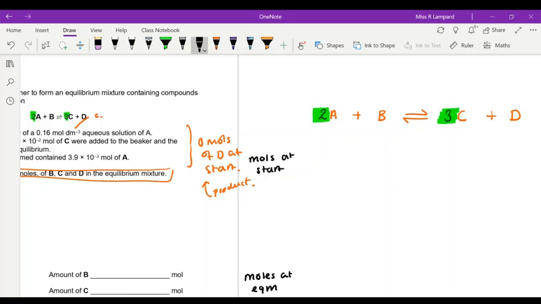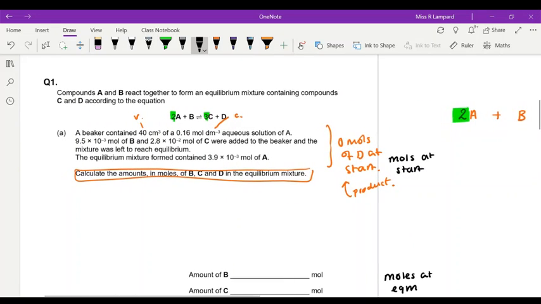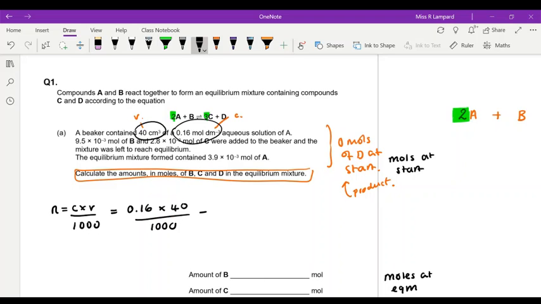So if you remember though, we do need to work out the number of moles for A because we've only been given its volume and its concentration. So we know according to the equation n equals c times V over 1,000, and we do need to divide by 1,000 to convert into decimetres cubed because we've been given 40 centimetres cubed. So we'll have 0.16 times 40 divided by 1,000, and that gives us 0.0064 moles of A at the start.